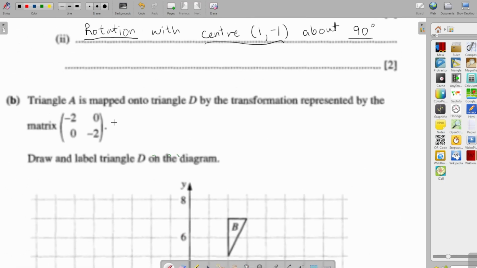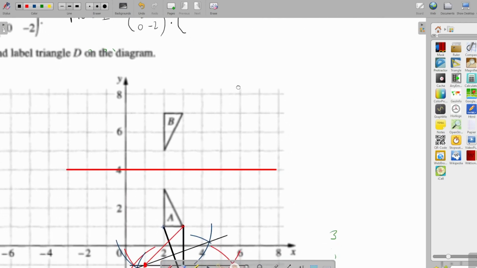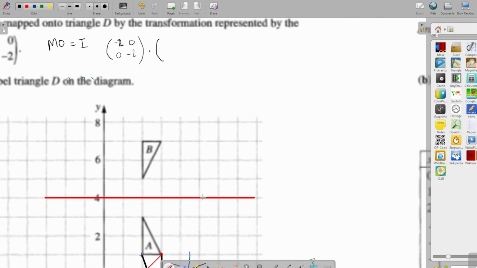So how do we do a transformation through a matrix? Well, we simply do the matrix multiplied by the original, and that gives us the image. So our matrix is -2, 0, 0, -2, and this is also an enlargement because it's an identity matrix, but multiplied by -2. We don't really need to know that for now. And then our A is, let's see what the points of A are.